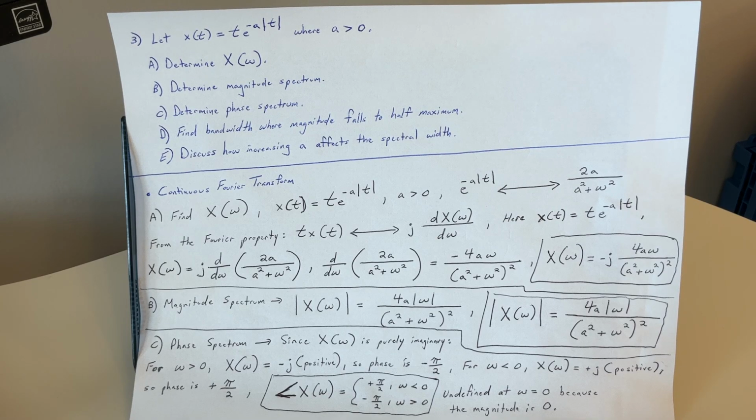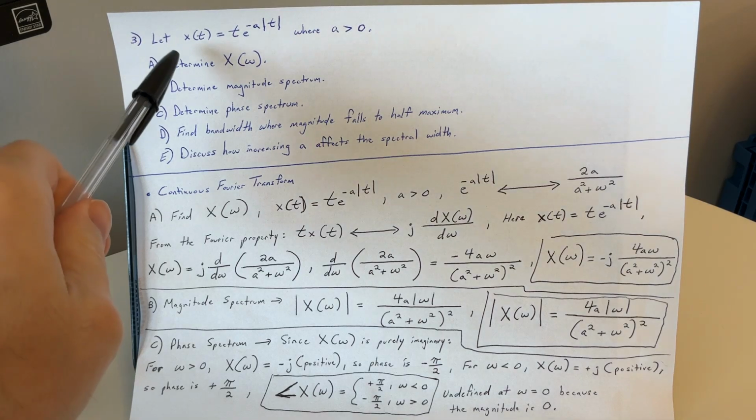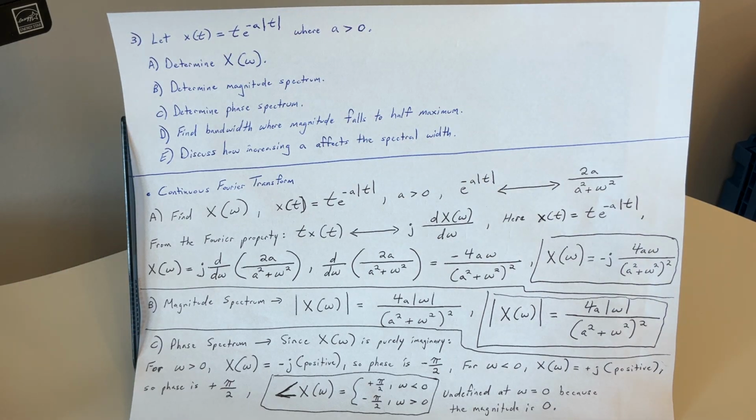So part two begins signal processing practice final exam number 3. Let x of t equals t e to the negative a absolute value of t, where a is greater than 0. For part A, determine X of omega. So this is a continuous Fourier transform problem.